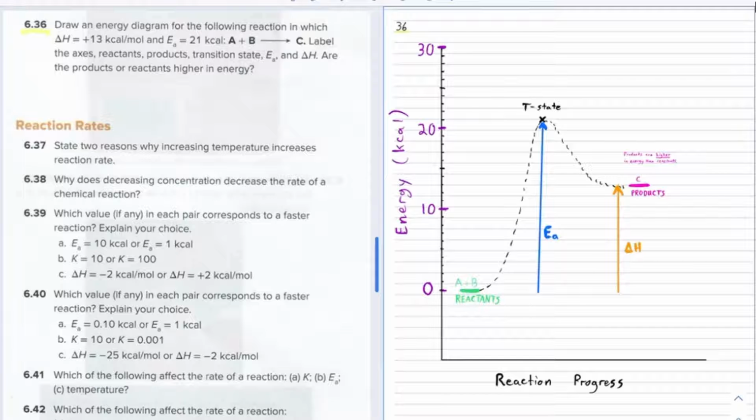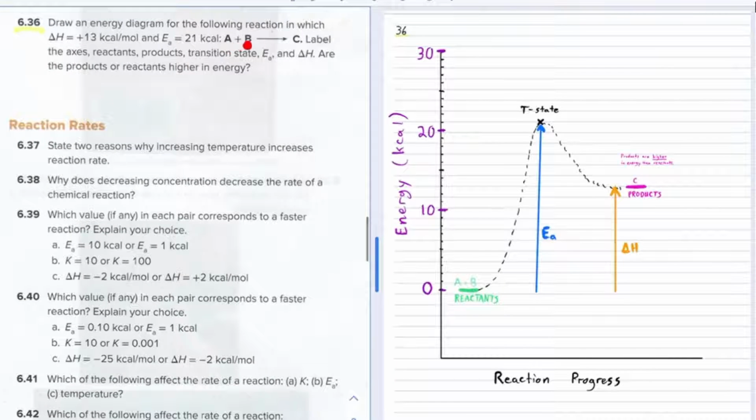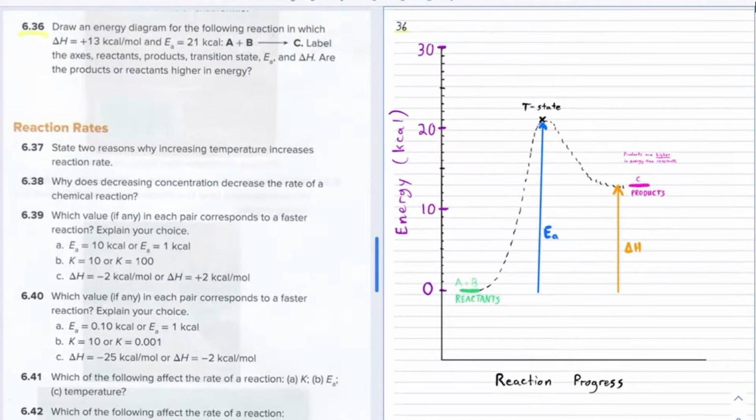So the reaction is A plus B goes to C. At the beginning of the reaction, you start with the reactants. So there you go. These are the reactants, and they have a certain energy. I'm just going to call that the zero energy. And at the very end of the reaction progress, you're going to end up with the products.